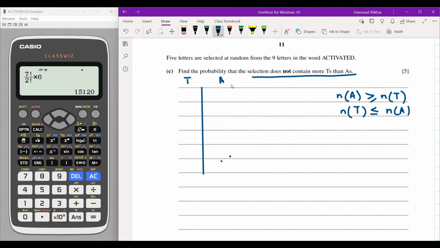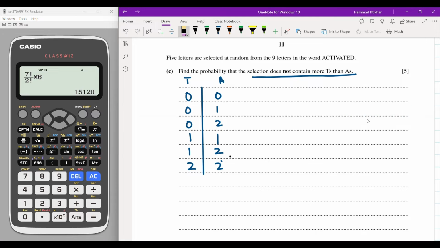If I have 0 T's, I can have 0 A's. If I have 0 T's, I can have 1 A. If I have 0 T's, I can still have 2 A's, but not more than that, obviously. If I have 1 T, I can have 1 A, and 1 T, 2 A's are also acceptable. If I have 2 T's, I need to have 2 A's also. Now let's see their combinations.